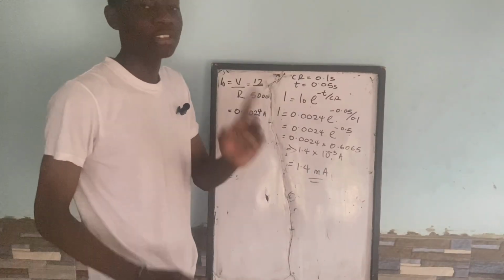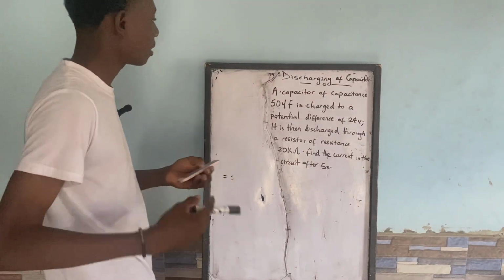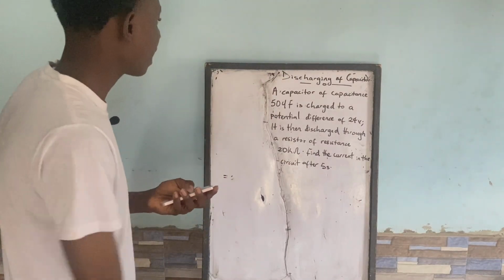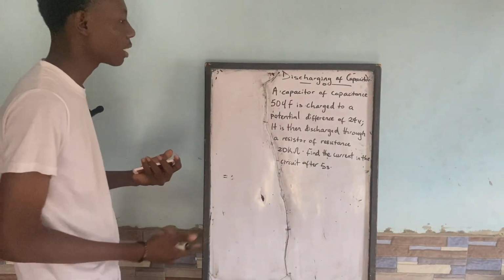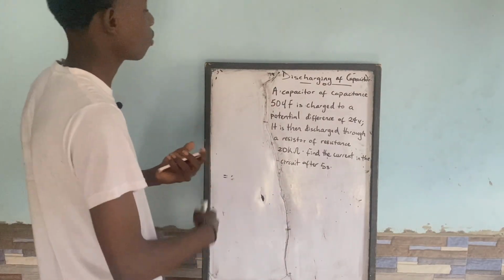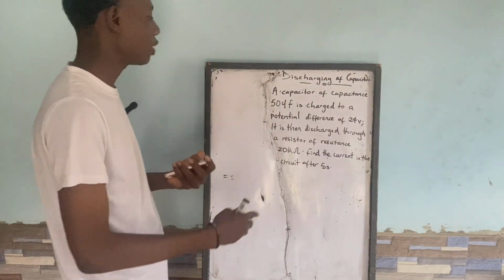Let us solve one question now on discharging of a capacitor. The question says that a capacitor of capacitance 50 microfarad is charged to a potential difference of 24 volts. It is then discharged through a resistor of resistance 20 kilo ohms. Find the current in the circuit after 5 seconds.